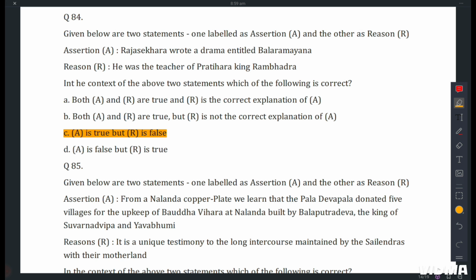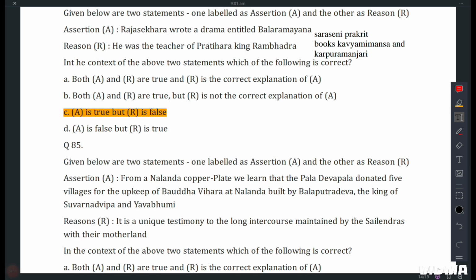Okay. Rajashekhara was not a teacher of this Ramabhadra. He was a court poet of the Gurjara Pratiharas. Also he wrote Kavya Mimamsa, another book, Karpur Manjari, and one more play, in Saurasena Prakrit. Okay. Note down the play, Saurasena Prakrit, and the books Kavya Mimamsa and Karpur Manjari.